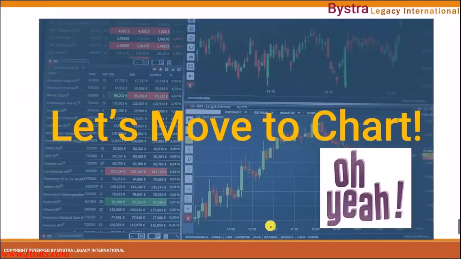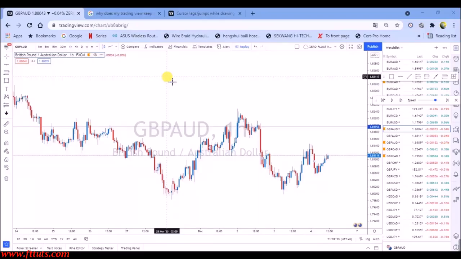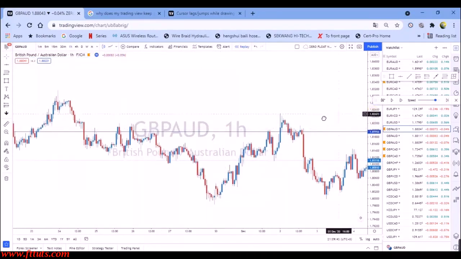So let's move on to the chart again. Okay guys, we are back to the TradingView chart. As I can see here in this pair GBP/AUD on the 1 hour time frame, there is a potential QMC. Okay, so let's have a look.